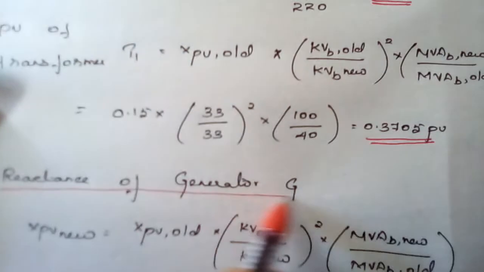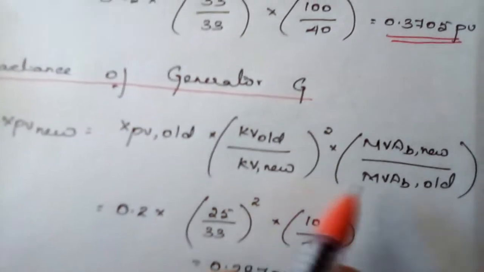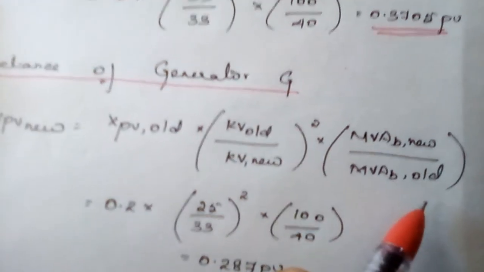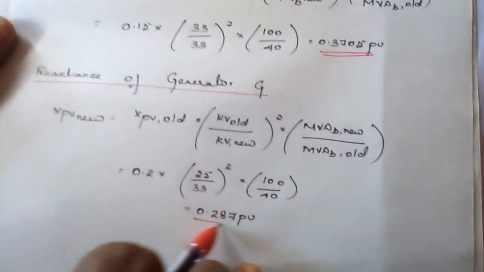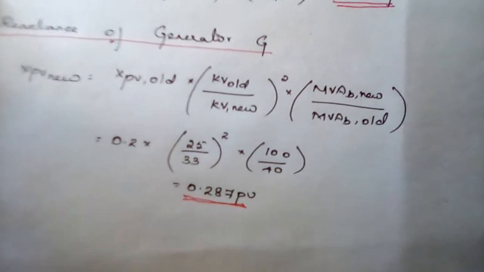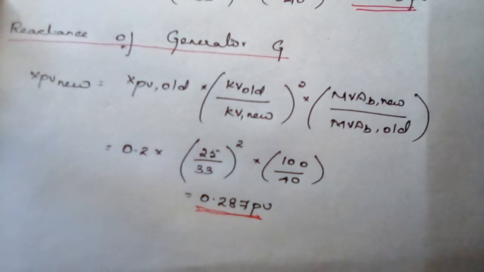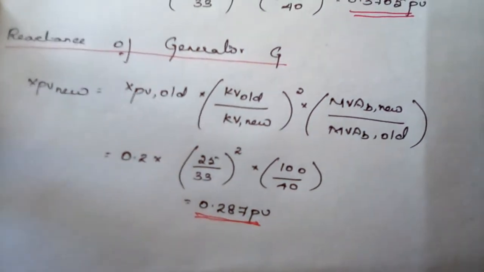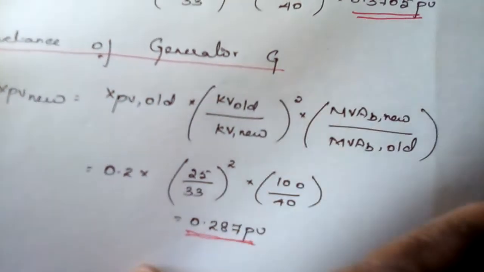And while calculating for the generator, X per unit new is equal to X per unit old into (kV old by kV new) square into (MVA new by MVA base old). By substituting, I get the per unit value as this. Okay, and we have calculated per unit values for three components: the transmission line, transformer, and the generator, and the leftover components are transformer T2 and the synchronous motor.